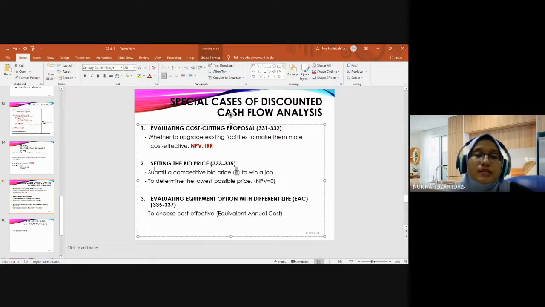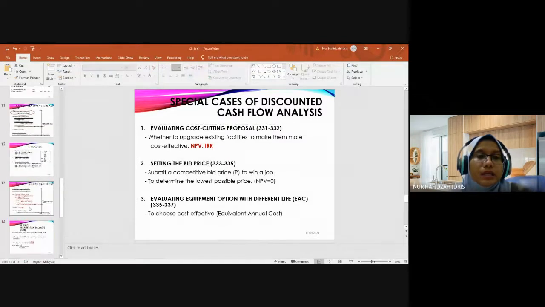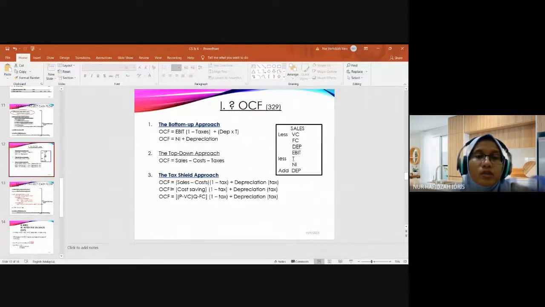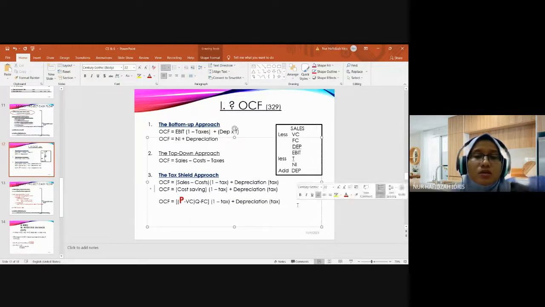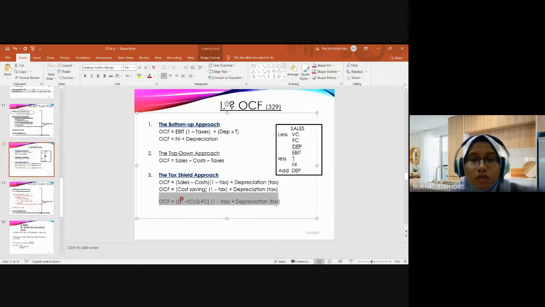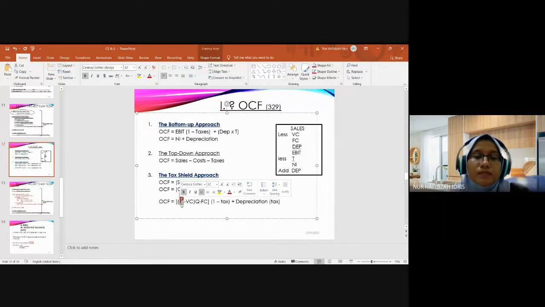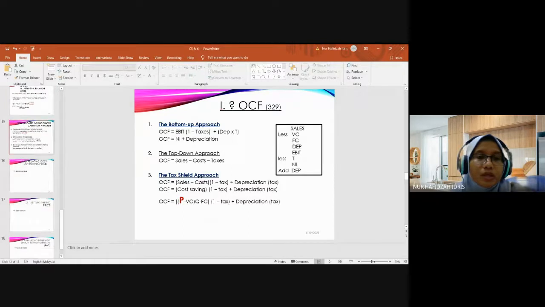Alright. Then the question might ask you to find the price for the project. This is what we call setting the bid price. For setting the bid price, actually you want to determine this one, P, the price of the project. P dia ni berapa? Okay. So we rearrange this formula. Operating cash flow kita akan cari nanti. Rearrange this formula and then find P kat situ. Okay, itu nombor 2.